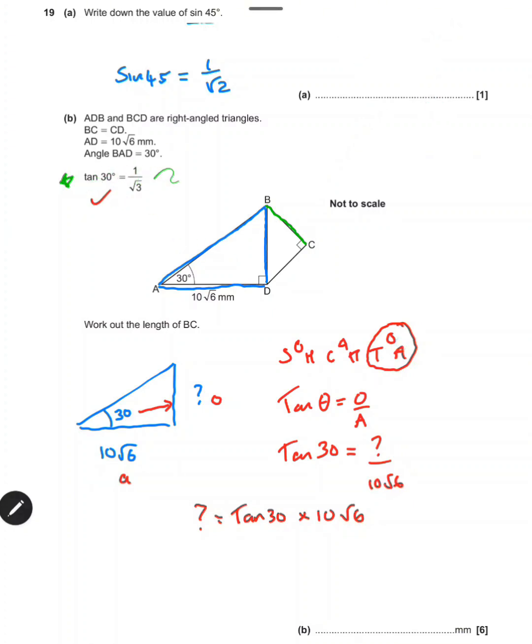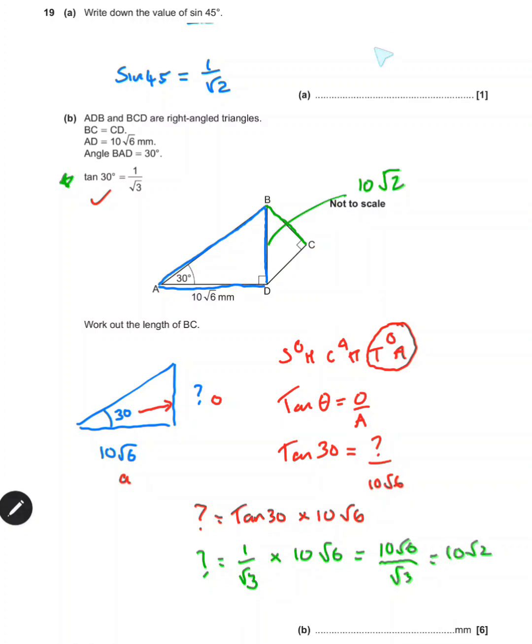We're told in the question that tan 30 is 1 over root 3. So the question mark is 1 over root 3 multiplied by 10 root 6. That's going to be the same as 1 times 10 root 6, which is just 10 root 6 over root 3. 1 times 10 root 6 is 10 root 6, and the root 3 just stays on the bottom. Root 6 divided by root 3 is root 2. So that will simplify down to root 2, and you end up with 10 root 2.